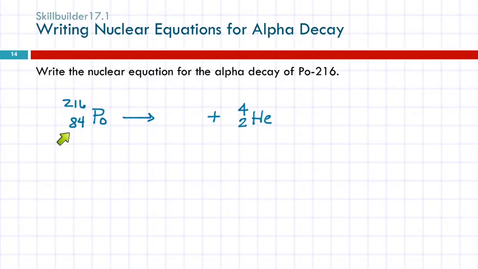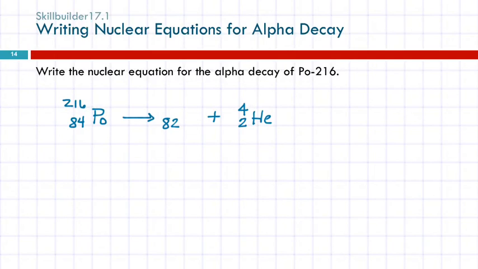84 is the total for the atomic number. Here we have 2, and so the atomic number of this new one makes up the difference, so it must be 82. 82 plus 2 equals 84. How did you get the helium there? Or why is it? This is an alpha particle. You memorize it. Oh, so for every line you have to use that one? If it's alpha decay, then it's this. Yeah, so that's the alpha particle.